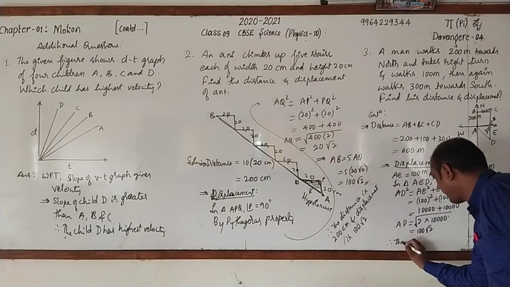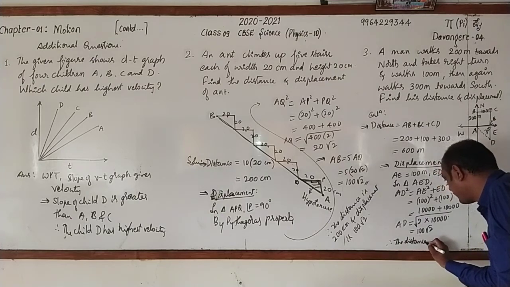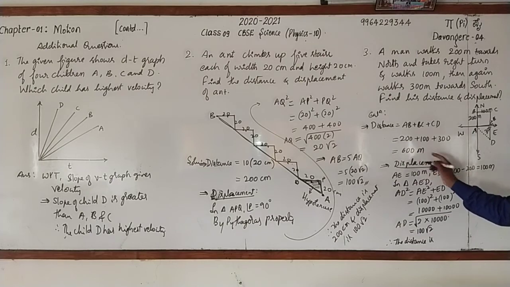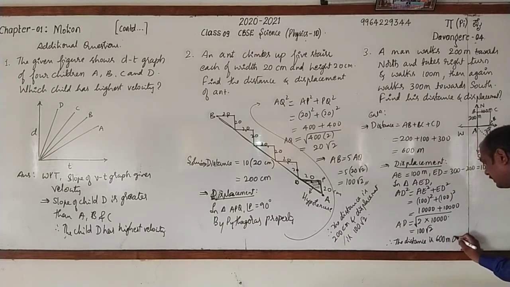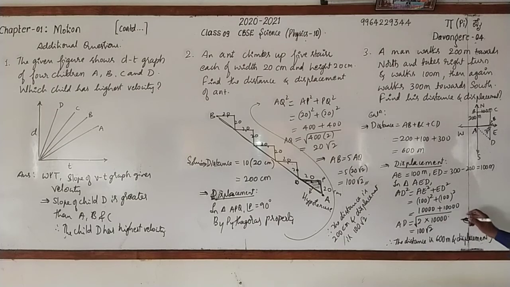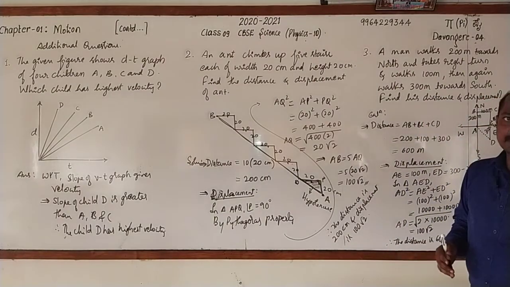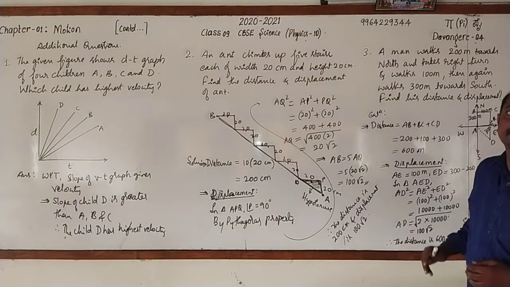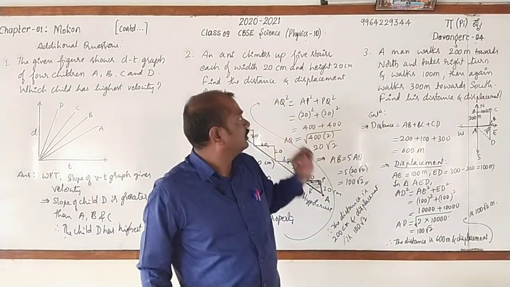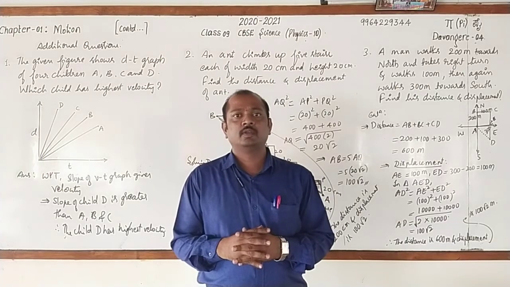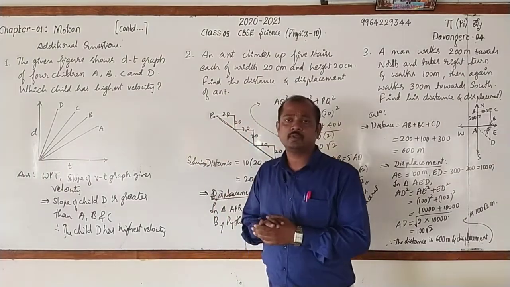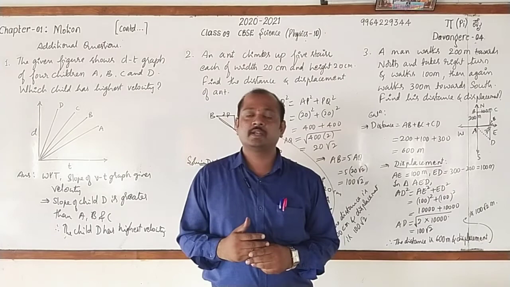Now we can write the conclusion. Therefore, the distance covered by the man is 600 meter, and his displacement is 100 into root 2 meter. Got it? Yes. Please pause the video and copy from there to here. Dear students, we have solved 3 problems. Still many are there. So we can focus on those additional problems even in revision classes as well.